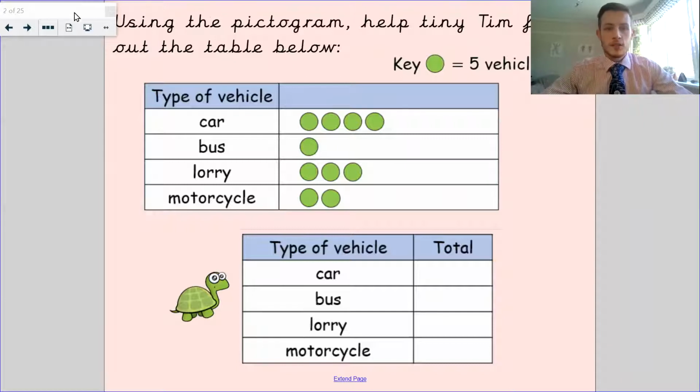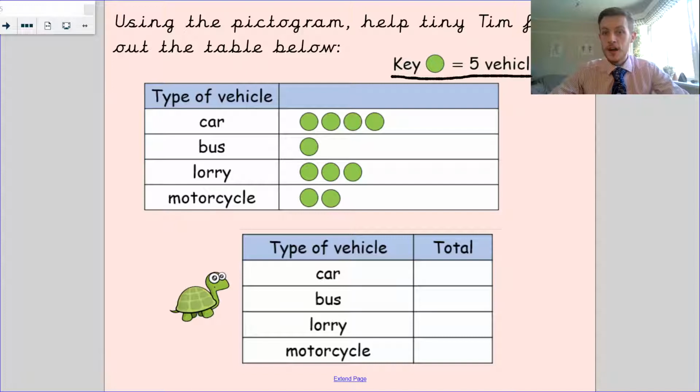So, using this pictogram, help Tiny Tim fill out the table below. We've got a table here with the same types of vehicles: car, bus, lorry, motorcycle, but we've got the missing total. And the pictogram's here to help us. Now, we need to start off by finding out what that one dot is worth. Well, it's worth 5 vehicles.